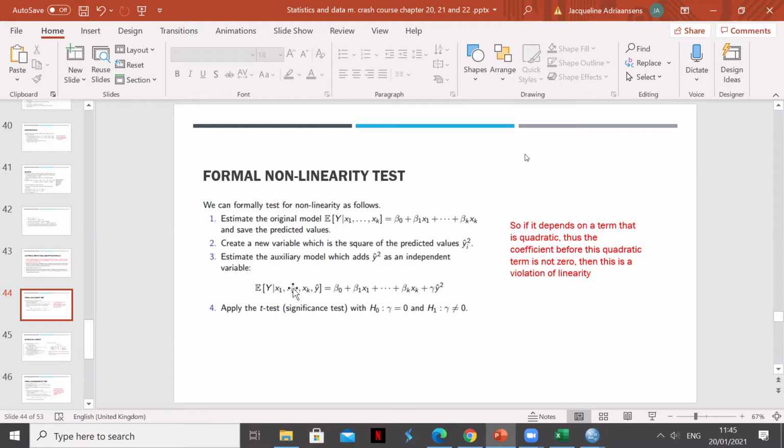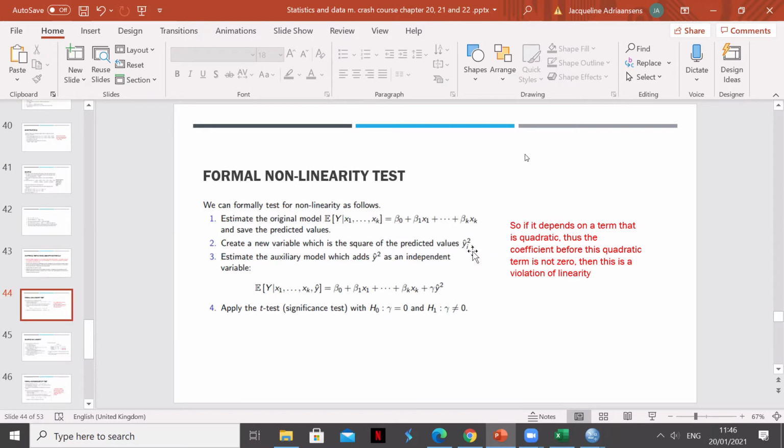And since you want to see if it's linear, you need to test if there is a possibility for non-linearity. So, for example, does it depend on a nonlinear term? So what you do is you estimate the original model and you save the predicted values. And then you create a new variable, which is the square of the predicted values. So y hat squared. And you estimate the auxiliary model. So this model plus this term.